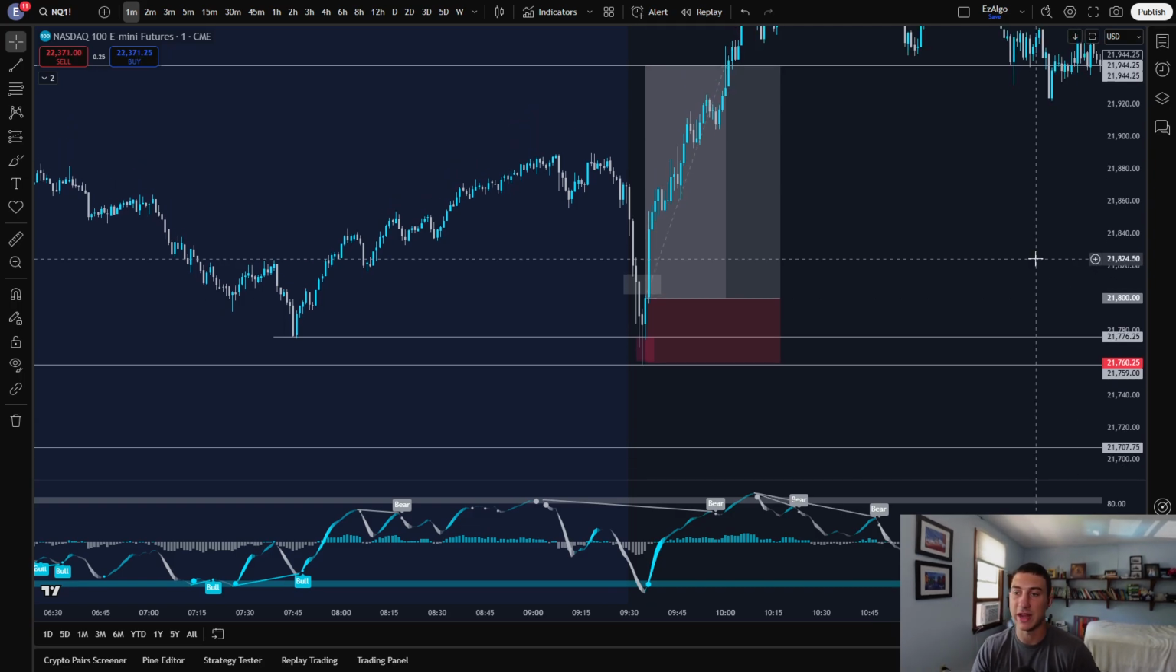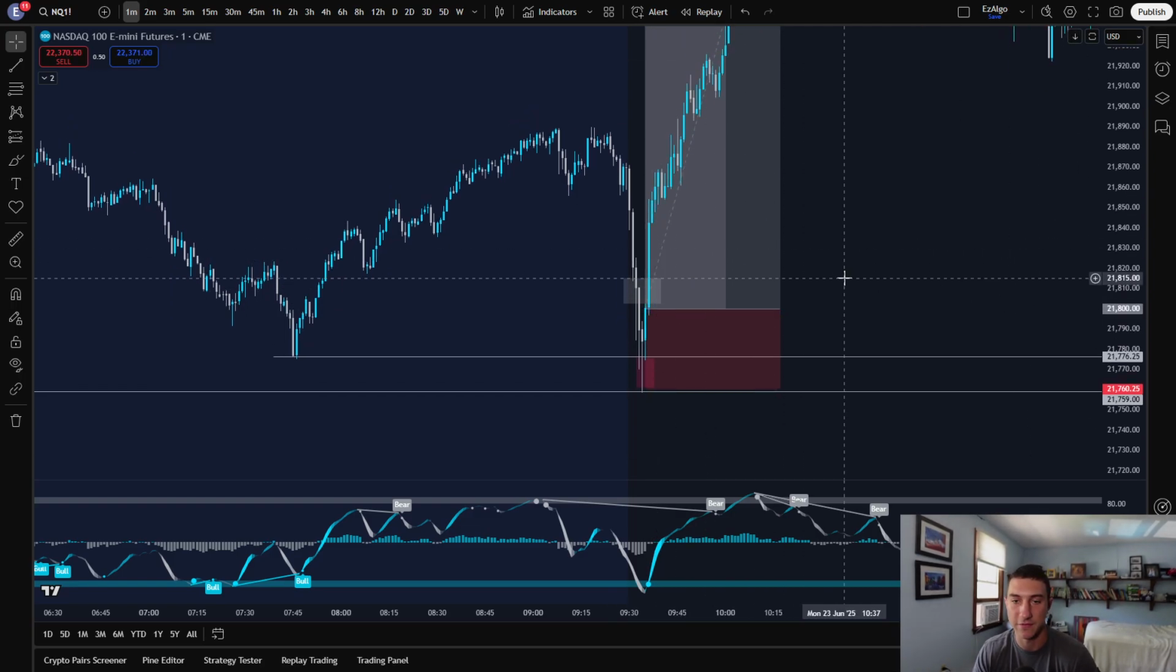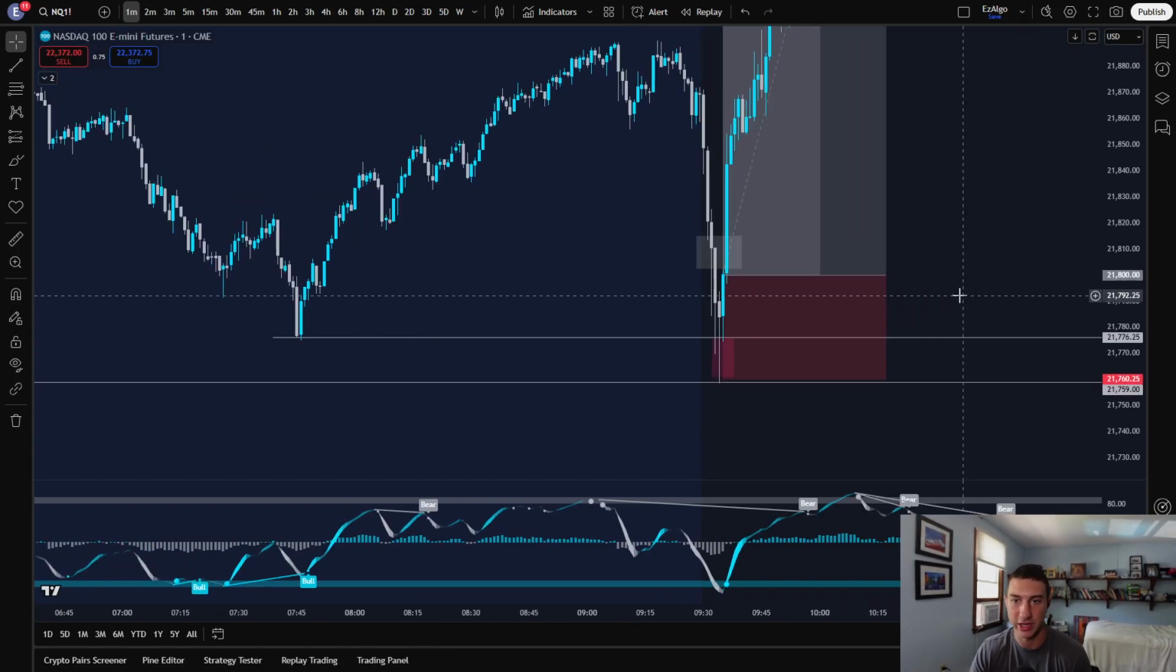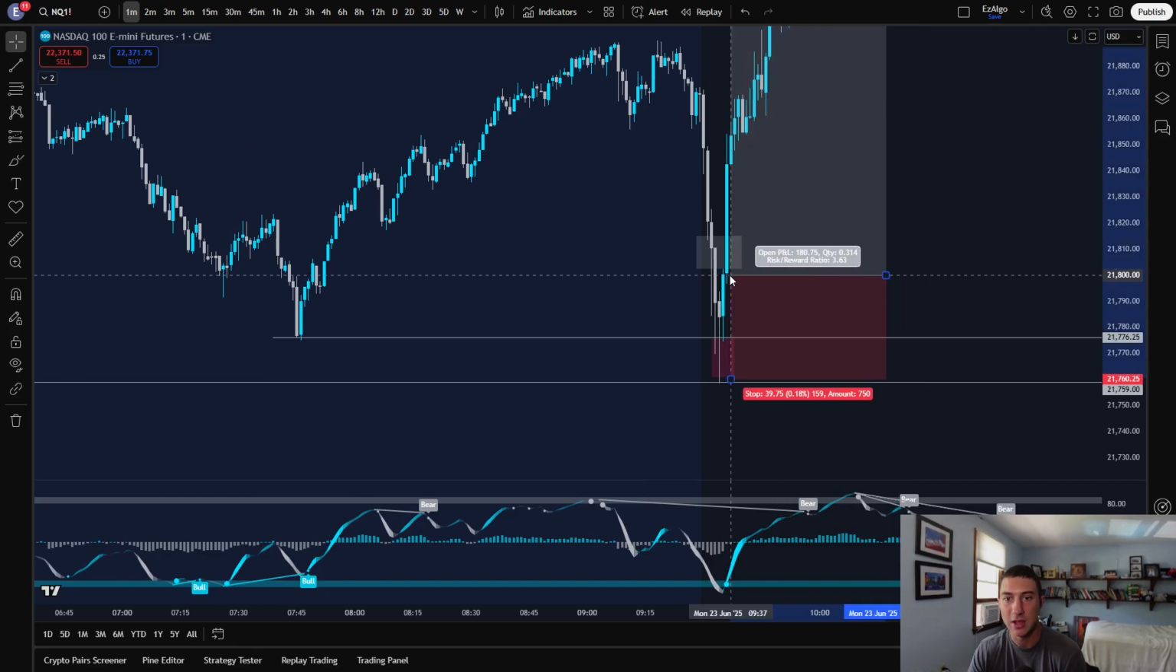The only issue that I have with not waiting for that inverse fair value gap is that this is not mechanical. What is your reasoning for getting in the trade here? Just because you have a bullish candle, to me, that's not enough. You need to have a very strong, repeatable system. It needs to be as mechanical as possible. That's why I like inverse fair value gaps. It's very mechanical. It makes sense.